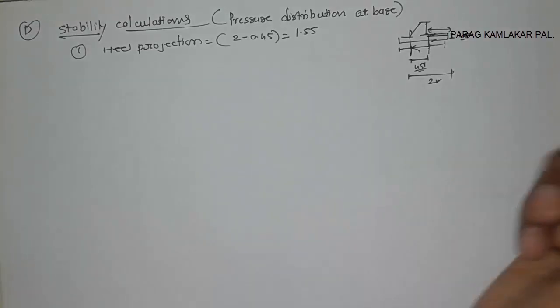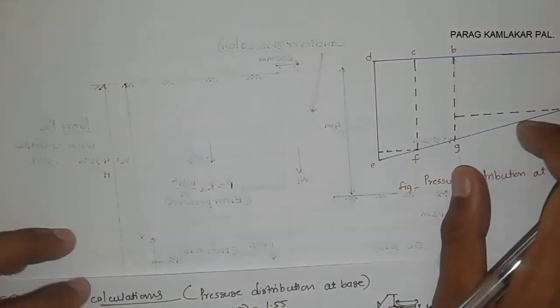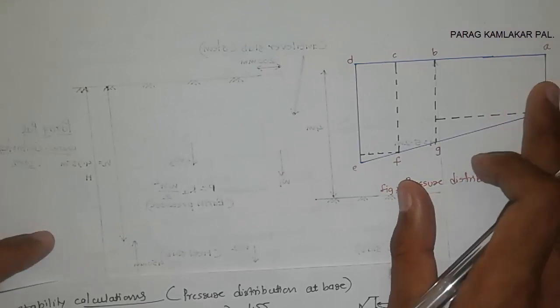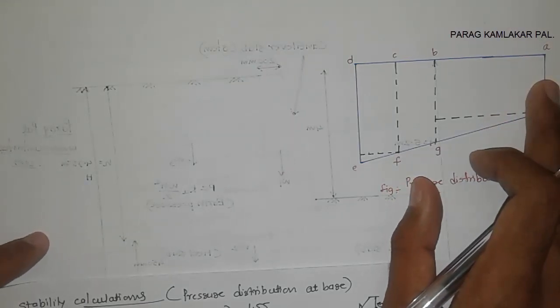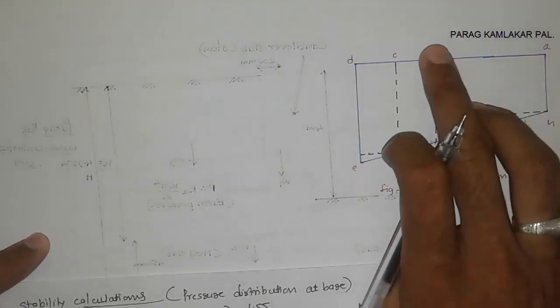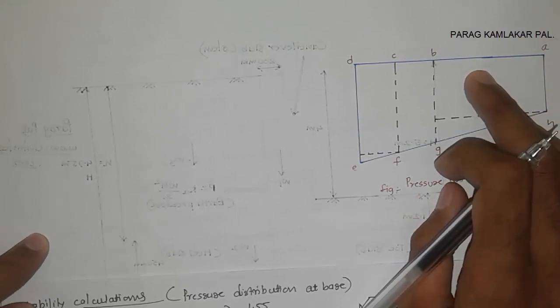Okay, so stability computation for 1 meter run of the wall. We need to calculate the stability computation for 1 meter run. Now the first thing is, what is the distance of the point of application of the resultant from A? In this diagram we need to calculate the distance of the point of application of the resultant from end A. That means how far from point A the resultant is acting; we need to calculate that first.